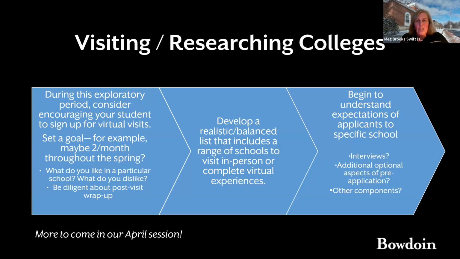So it's great that you are thinking about this process so early so you can set an unhurried goal. Maybe that's 2 visits a month through the spring, which would put you in a good place to refine the list later in the summer. So as you look at each school, you may choose to start with a virtual information session.